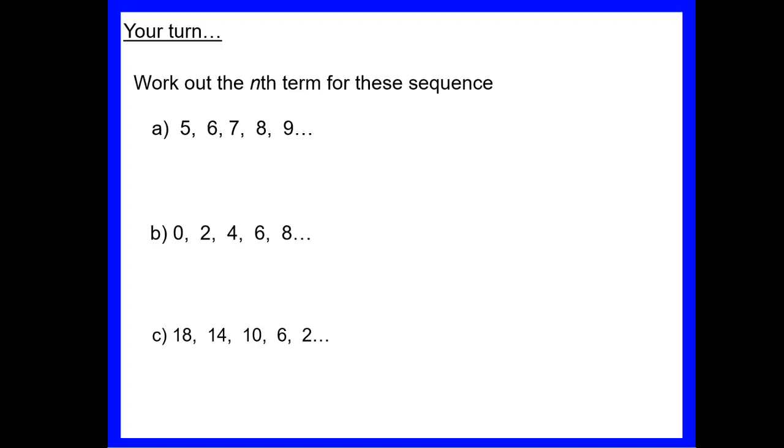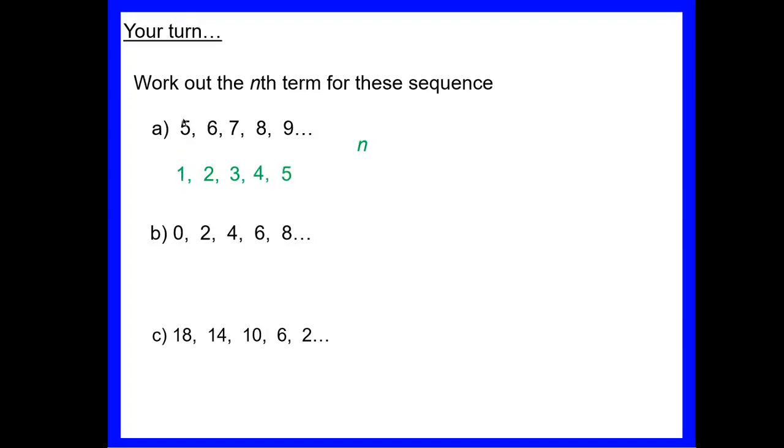Okay, so for our first one then, first step, find the term to term rule. So we're going up in ones. Okay, so we have got 1n. Now, often if we have 1 times something, we don't need to write the 1, so you'll see that written as just n. Let's write the sequence for n then. So remember, we're replacing n with 1, 2, 3, 4, and 5. So n is simply 1, 2, 3, 4, and 5 this time.